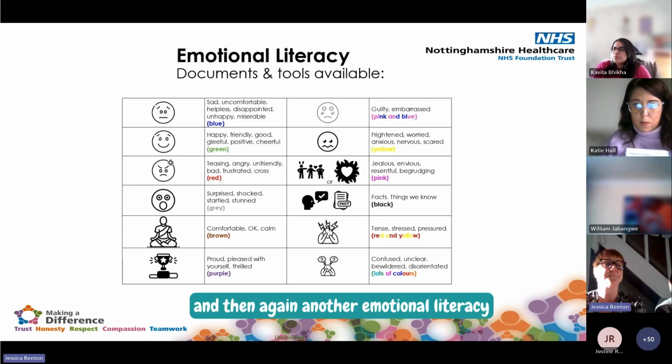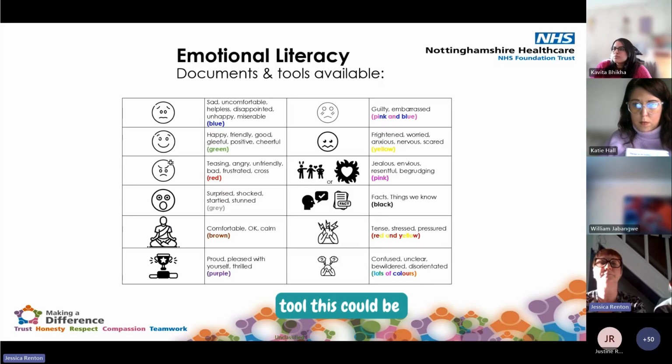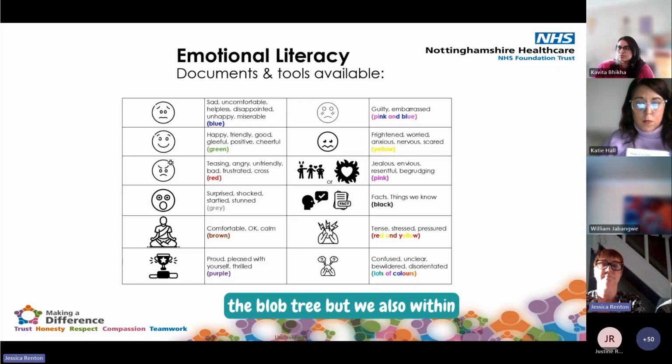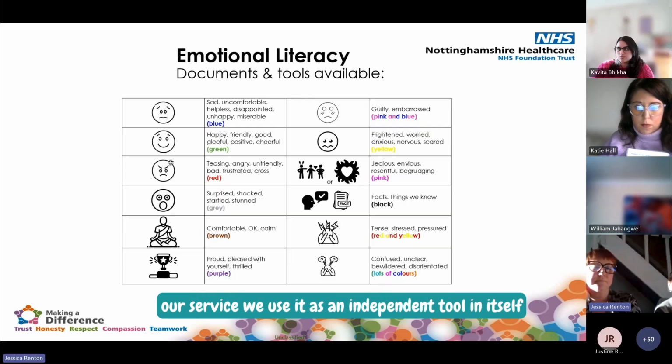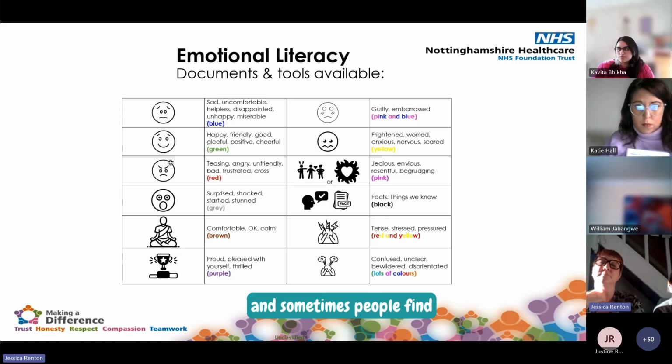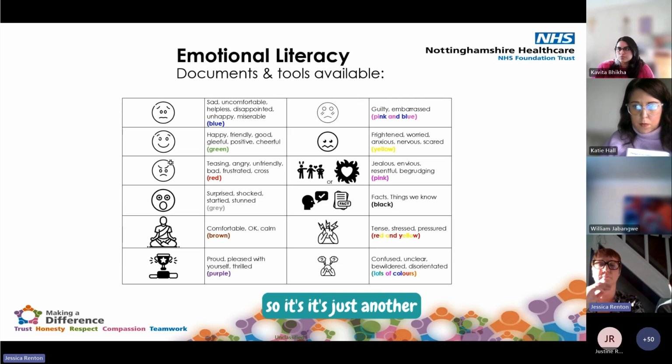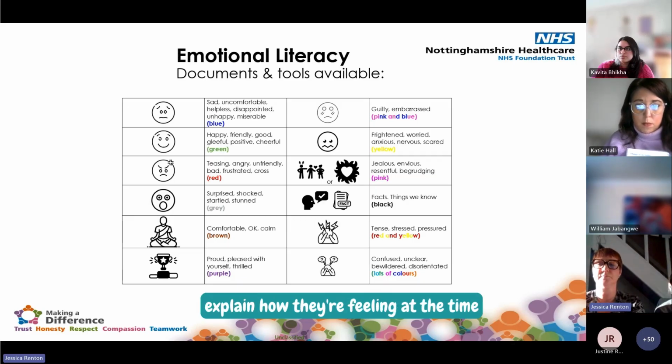And then another emotional literacy tool. This could be used within the comic strip, it could be used within the blob tree, but within our service, we also use it as an independent tool in itself. And sometimes people find it easier to explain how they feel through colour. So it's just another tool to help people explain how they're feeling at the time.